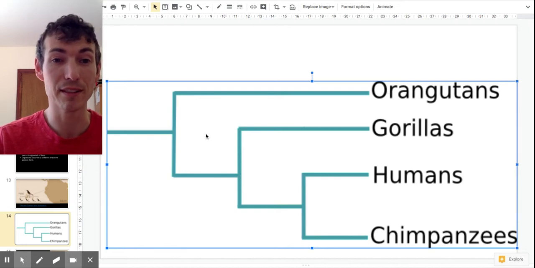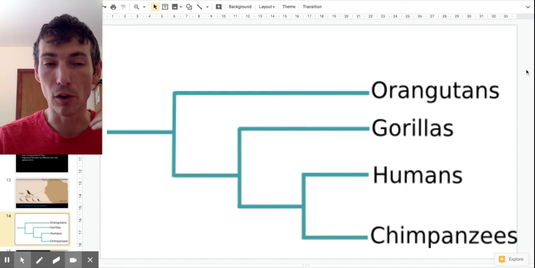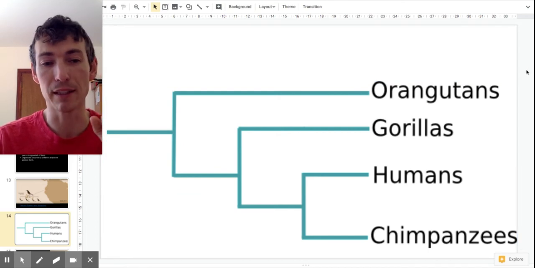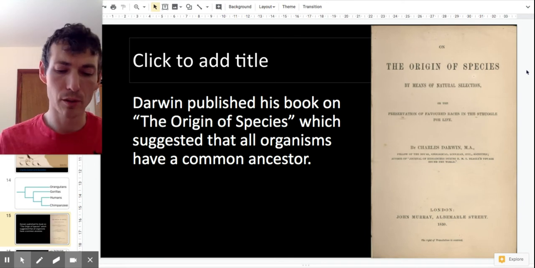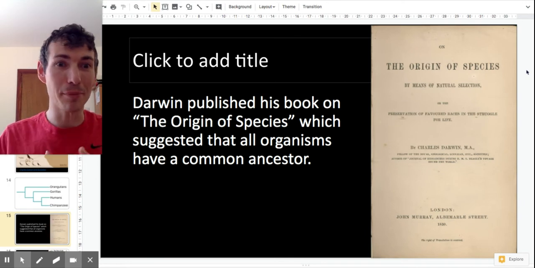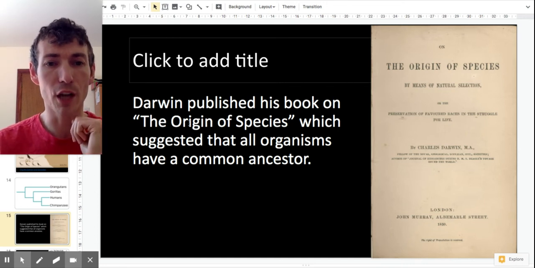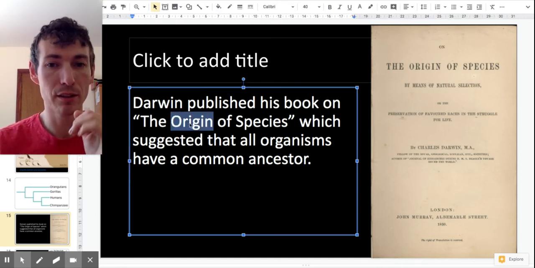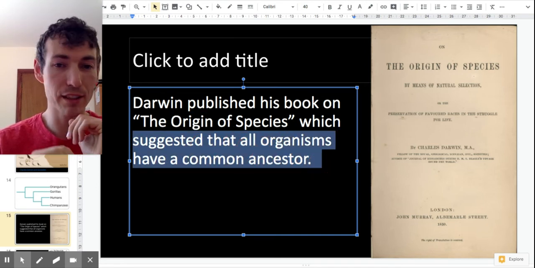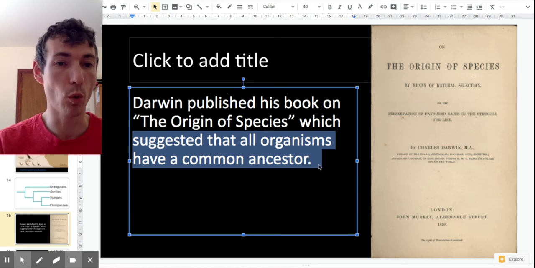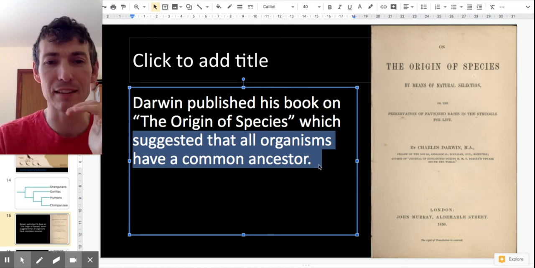Orangutans and humans have a common ancestor even further back along the line. So we didn't evolve from them, we have a common ancestor. Right then, so Charles Darwin kept on extrapolating this back, going further and further back. And he published his book on the origin of species, which suggested that all organisms, all living things, all plants and animals have one common ancestor. Now that's an amazing thing to say.